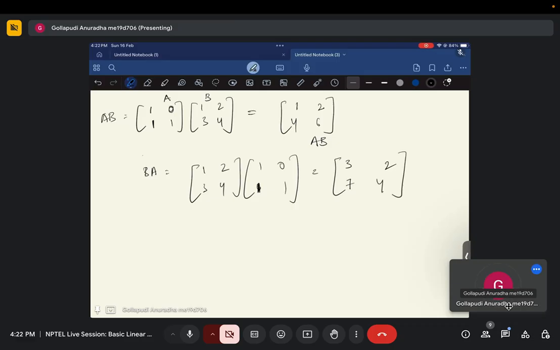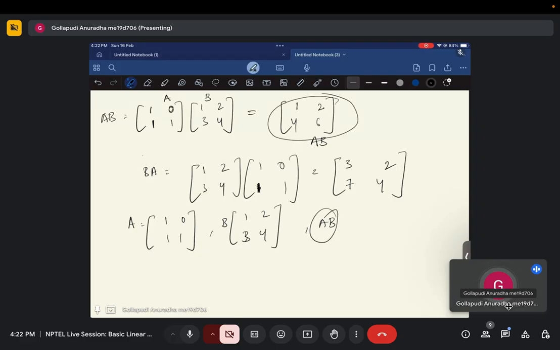Do you see this? The one who asked the question? I'm taking A matrix, A as for example 1 0 1 1, and B is 1 2 3 4. Simple example I am taking, okay. So now I am doing AB. When I multiply, I get this matrix. And suppose I am doing BA, I get this matrix, and both are not the same. So AB equal to BA is not true for all cases.